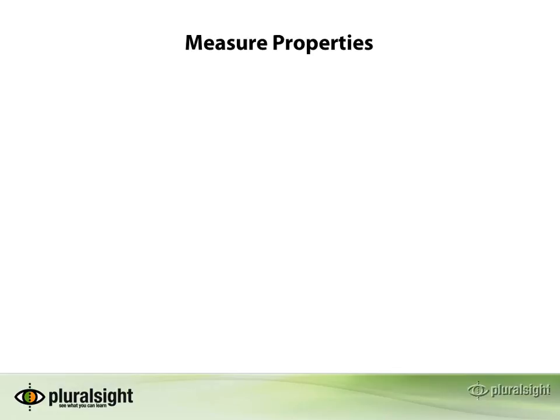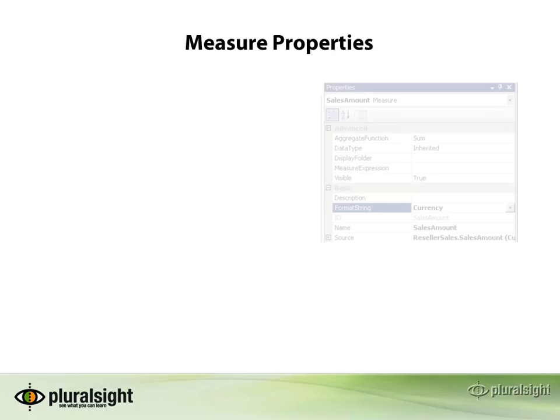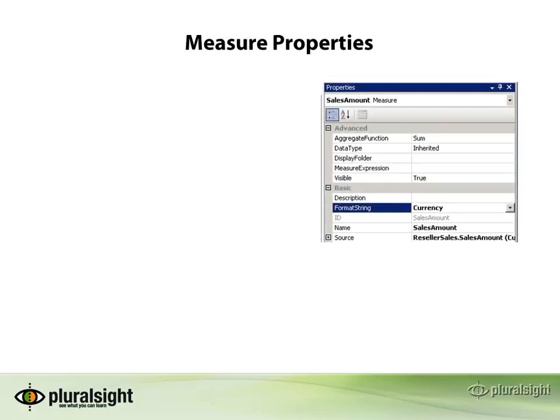After the cube is built, one of our tasks is to go through the properties for each measure and make sure the properties are set properly. The first thing we should do is to make sure the name appears as we want it to, if we didn't already rename the measure while working with the Cube Wizard.